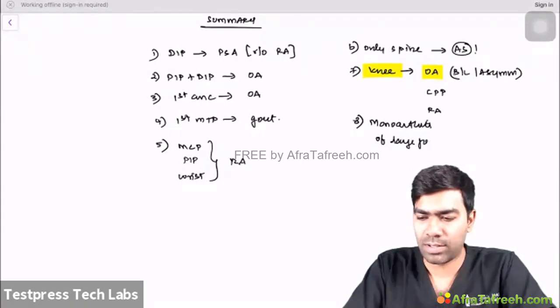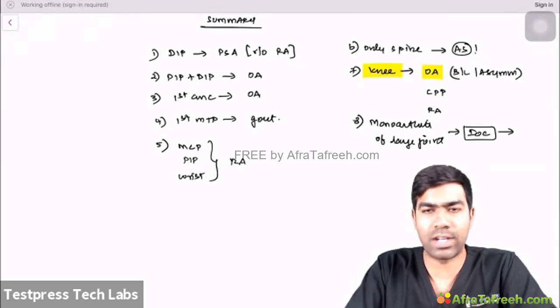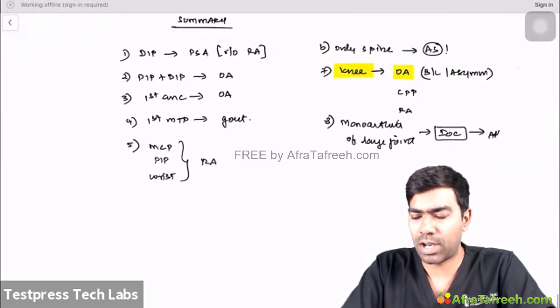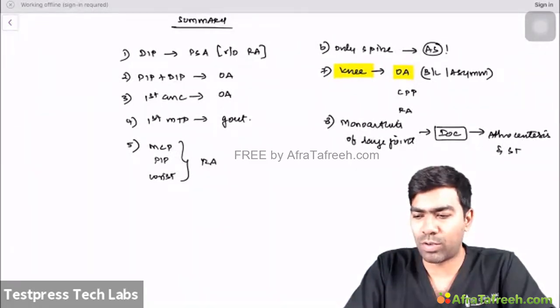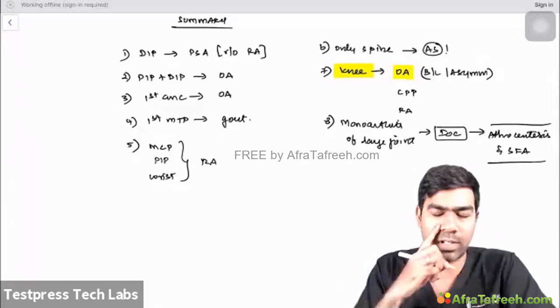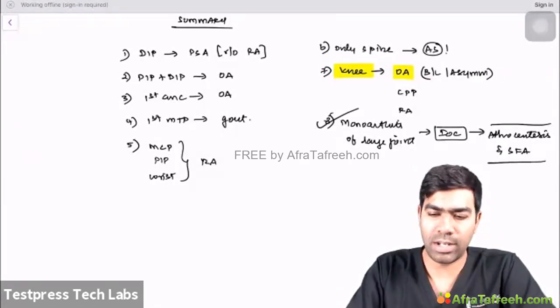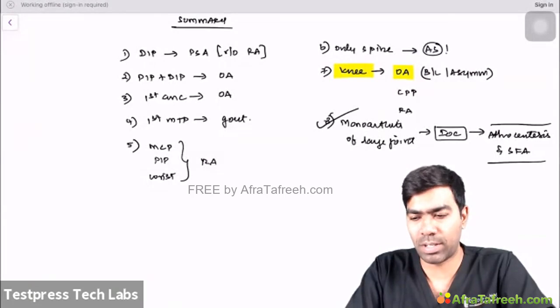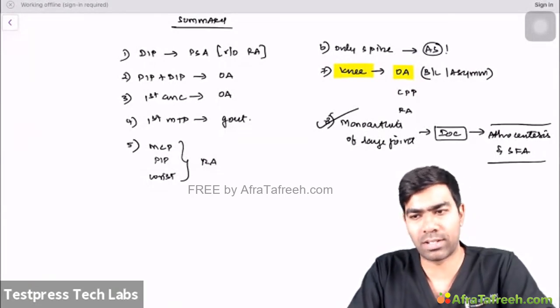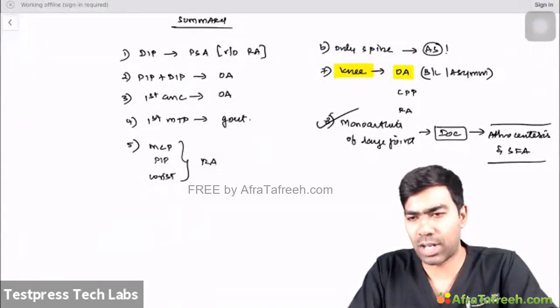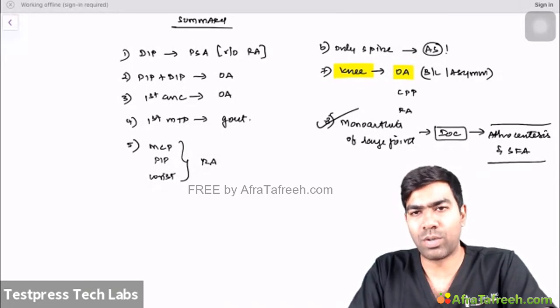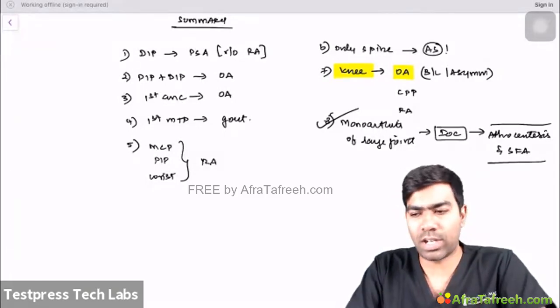Monoarthritis of a large joint. If they ask you the investigation of choice, first-line investigation, or gold standard, of course it will be arthrocentesis and subsequent synovial fluid analysis. That is joint aspiration. That is the gold standard for any monoarthritis of a large joint, because here the priority will be ruling out a septic arthritis. That's why for any monoarthritis of a large joint, the first thing you're going to do is arthrocentesis and a synovial fluid analysis, to see whether it's a septic arthritis or not.